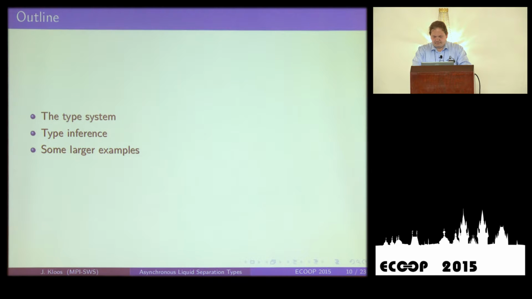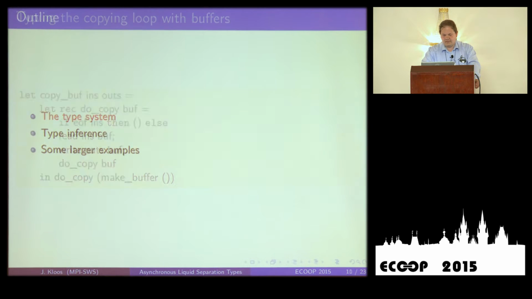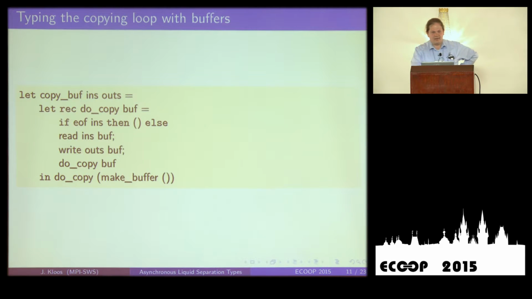In the rest of the talk, I will mainly talk about how the type system works. Towards the end, I'll also talk a bit about how we perform type inference for this type system, also mentioning some limitations, and describe a few of the examples that we've looked at to validate that our type system is useful. So let's start with the type system. We consider an example again. This is the example from before, the copying loop which uses pre-allocated buffers. And for most of this part, we just look at how we type the reading from the input stream to the buffer part.